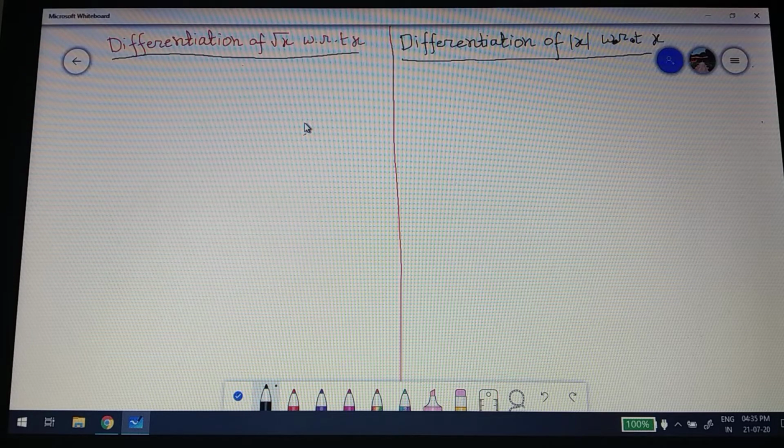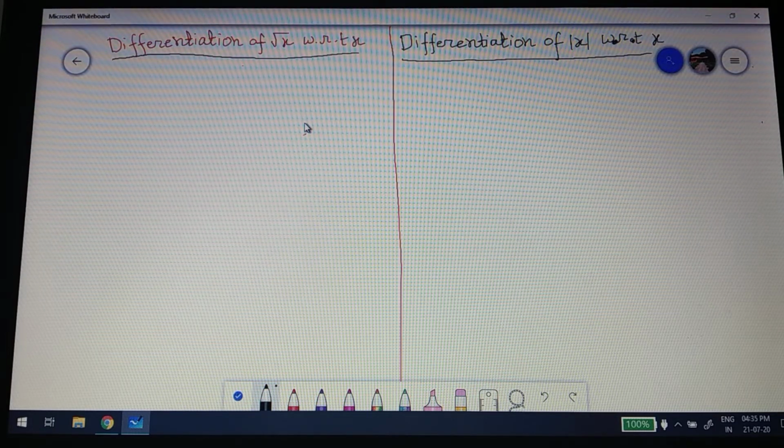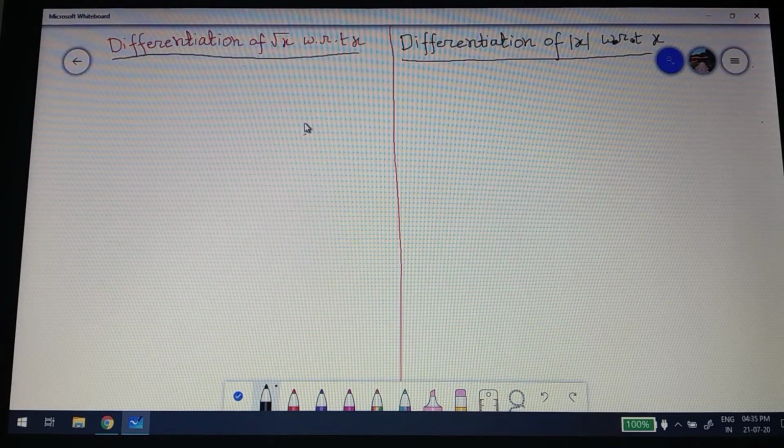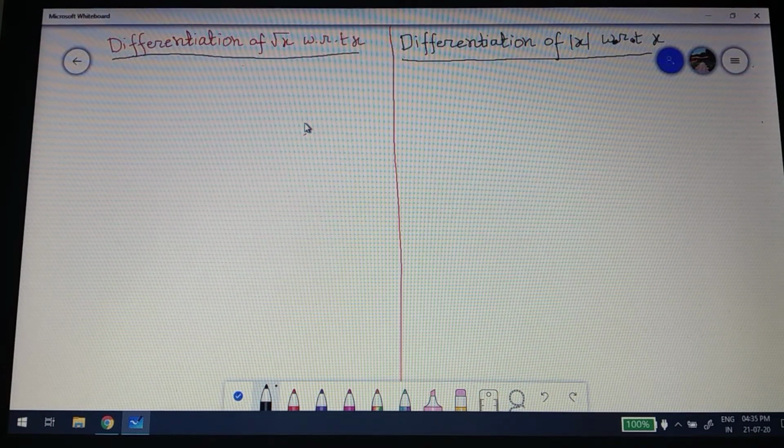Hello students, in this video I am going to discuss differentiation of root x with respect to x and differentiation of mod x with respect to x. Both of the things are useful for the students of class 11 standard and 12 standard. So just let us check how we have to do. Actually both of the things are related. For that reason I have taken them together.